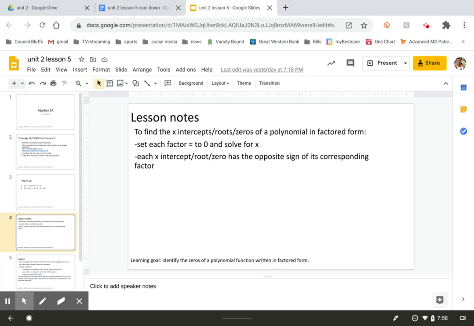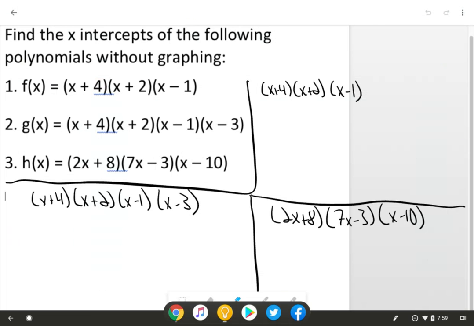If it is in factored form, we set each factor equal to 0 and we solve for x. That is it. Okay. So if we want to find the zeros, the x-intercepts, or the roots of a polynomial, all we do is we set each factor equal to 0 and we solve for x. And one thing you'll notice is that each x-intercept, root, or 0 has the opposite sign of its corresponding factor. And I'll talk to you about what I mean by that as I go through the examples.